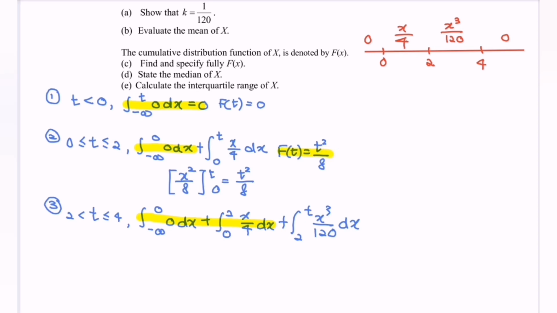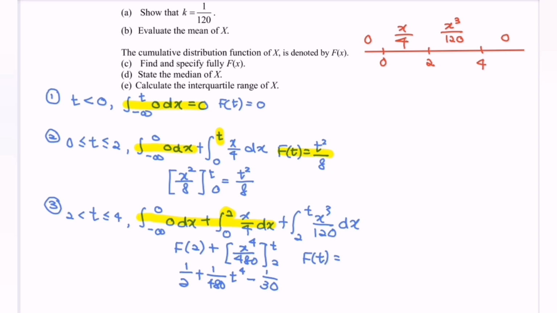So what we have to do is to substitute the value t now becomes 2. So rewrite the situation. We have F(2) plus x to the power 4 over 480, where we have the limit t and 2. So F(2) we will have 1 over 2. So 1 over 2 plus with the situation 1 over 480 times t to the power 4 minus 2 to the power of 4, where we have 16 over 480. So in this part, we will have negative 1 over 30. So finally, the F(t) for this part would be t to the power 4 over 480, so 1 over 2 minus 1 over 30, where we will have positive 7 over 15.